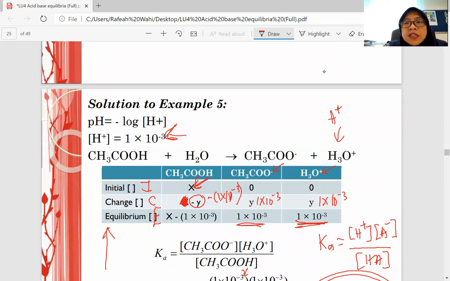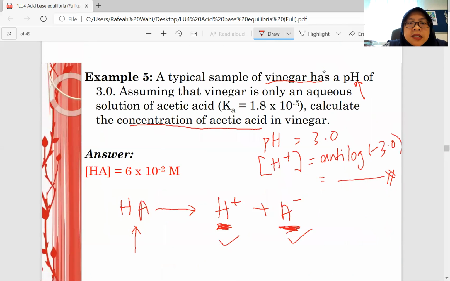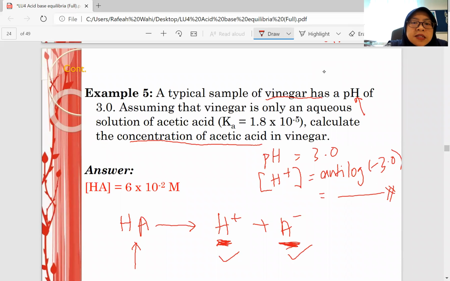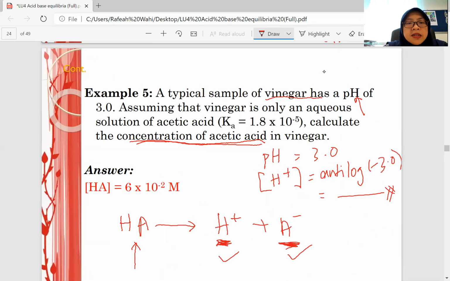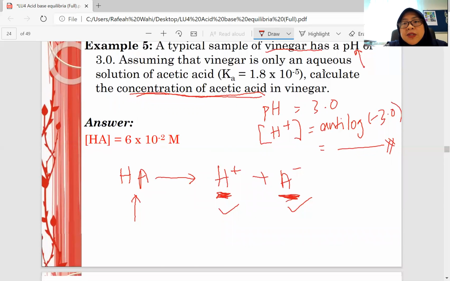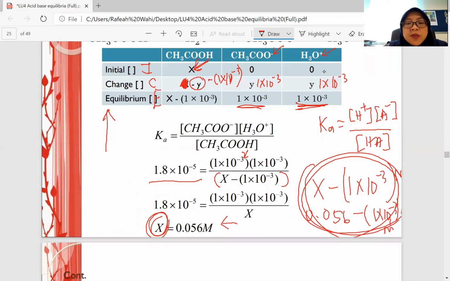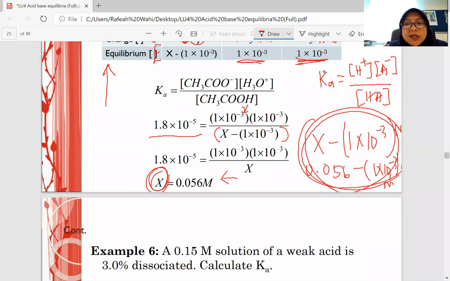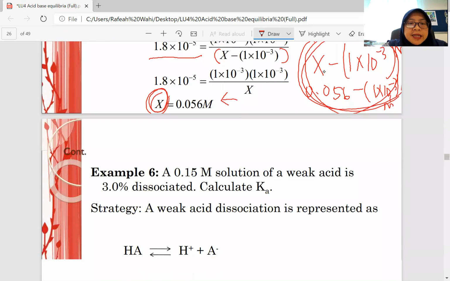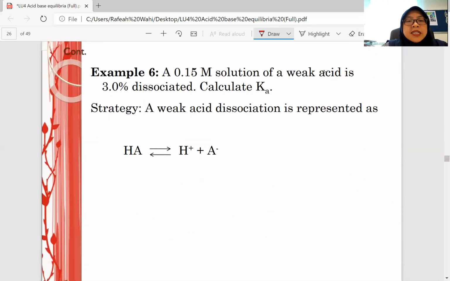We go back to the question. What is it asking us? It is asking us the concentration of the acetic acid in vinegar. Okay, so it means we are calculating the concentration of initial acid, not the equilibrium concentration. Right. Now we go to the next example.